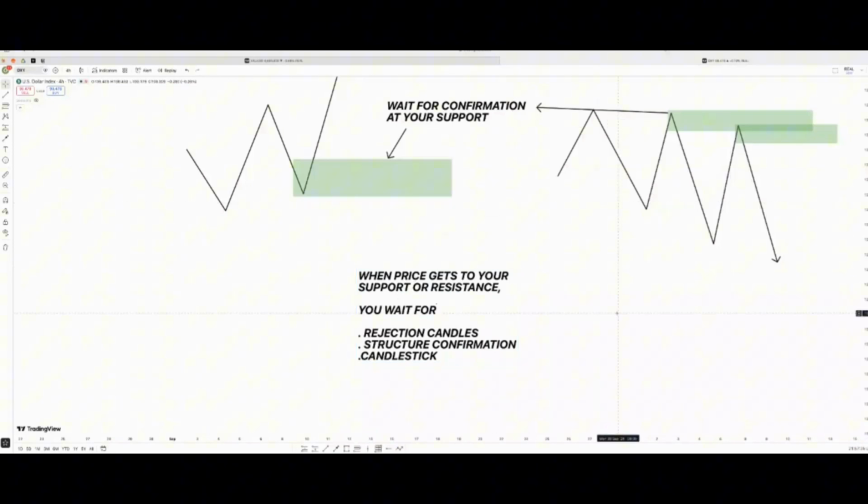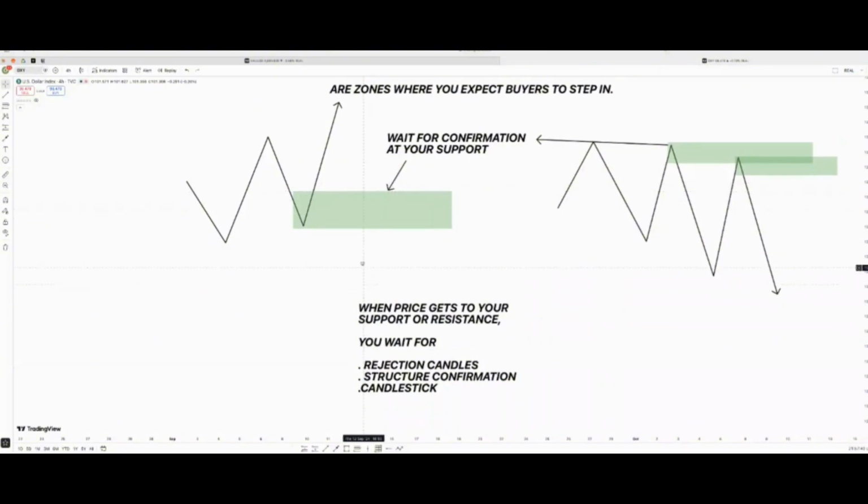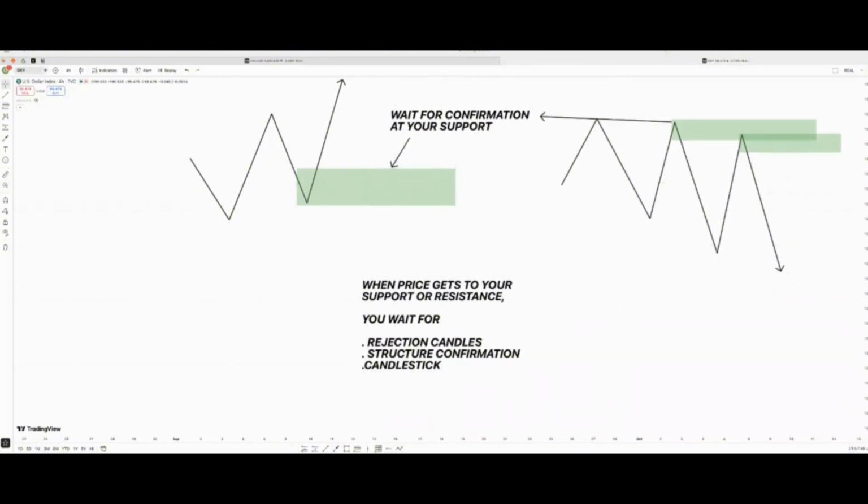Now, one of the mistakes beginners make is to enter blindly at support or resistance zones without confirmation. This is not difficult. You only have to listen and wait. Because your support and resistance only help you to understand where price is going to react. Your support and resistance show you where price is likely to react.